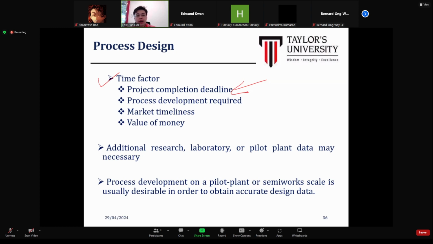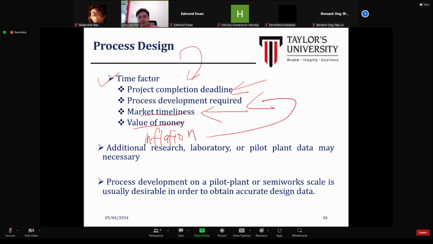And also the market timeliness. That means you need to consider, is it the right timing after you complete the plant here and start to produce a product? Do you still have the ability to compete with your competitor? This one you need to consider. And also don't forget the inflation, the value of money, we need to consider later in our cost calculation and also the time factor.